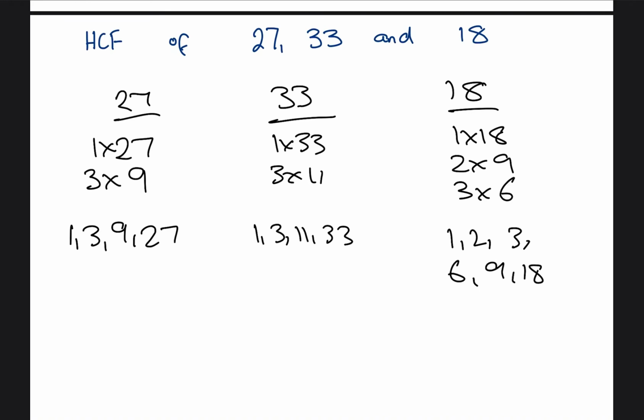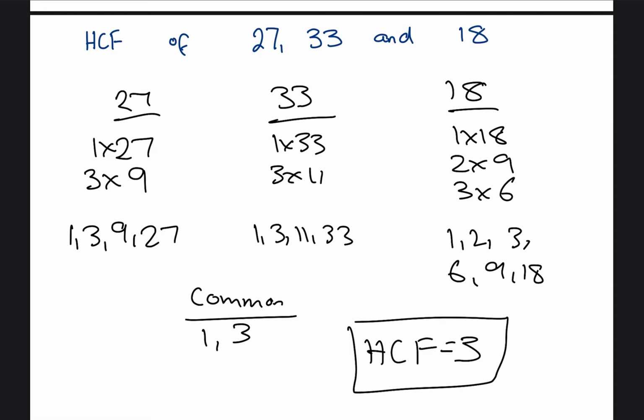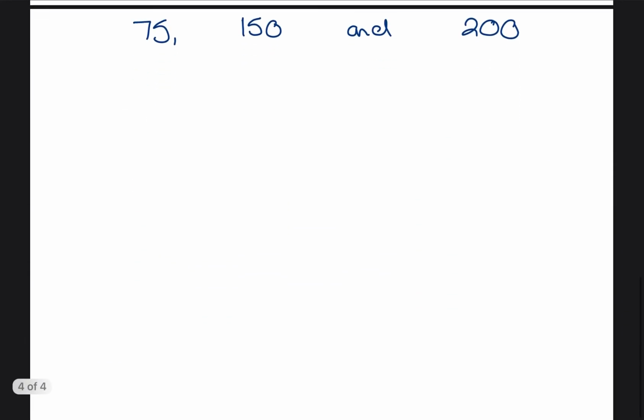Right, what do they have in common? Well, they have in common 1 and 3. Anything else? Nope, can't see. Highest common factor equals 3. There we are. Right, we do one more.